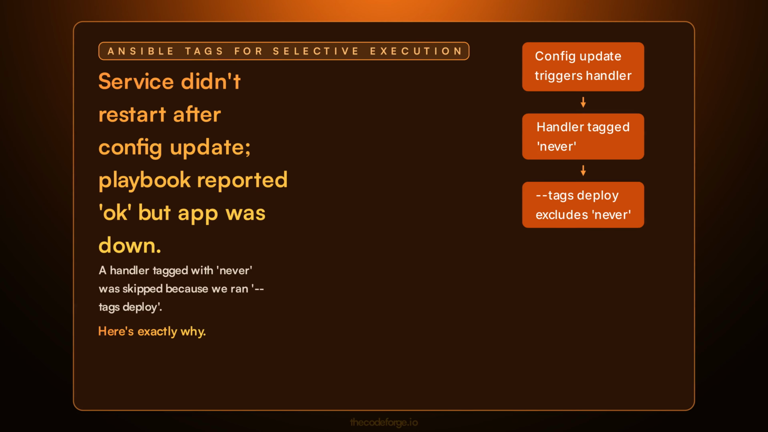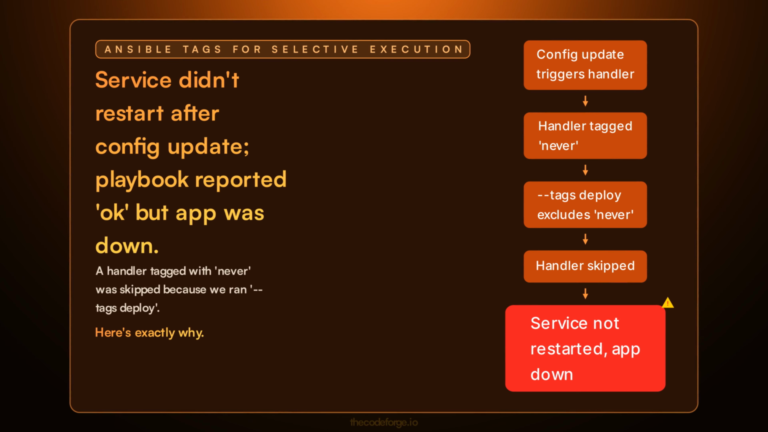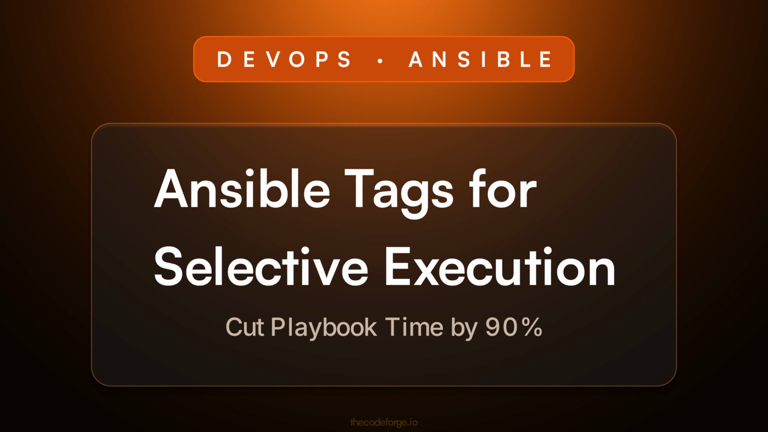Service didn't restart after a config update, and the playbook reported OK, but the app was down. The handler had tags: never, which was skipped because we ran --tags deploy. Let's break down Ansible Tags for selective execution, how it works, and the exact mistake behind that failure.